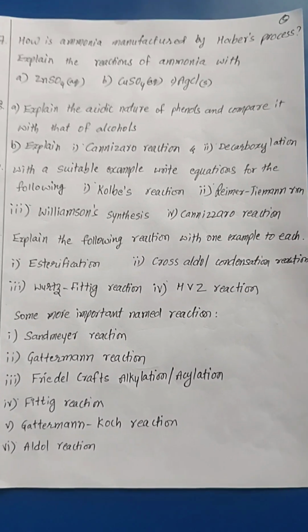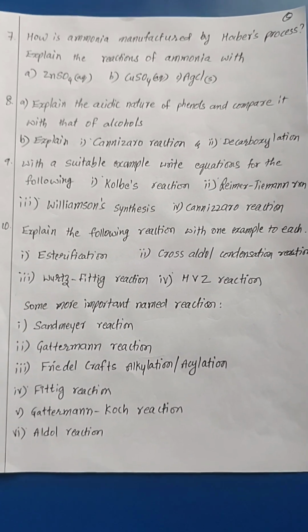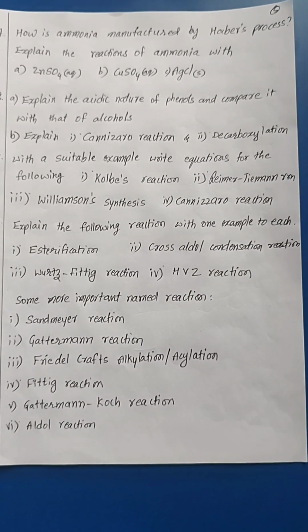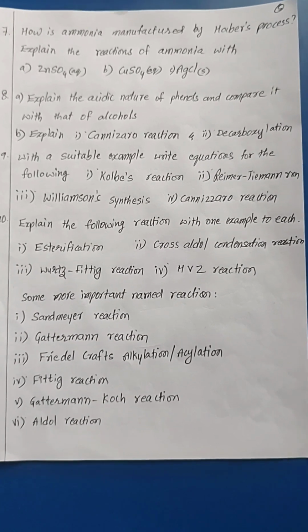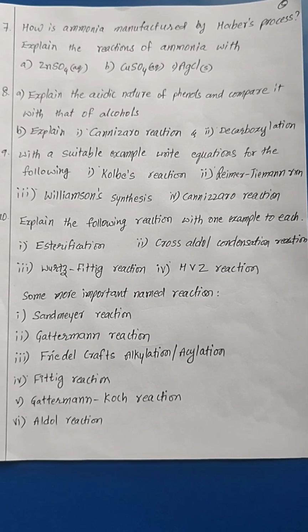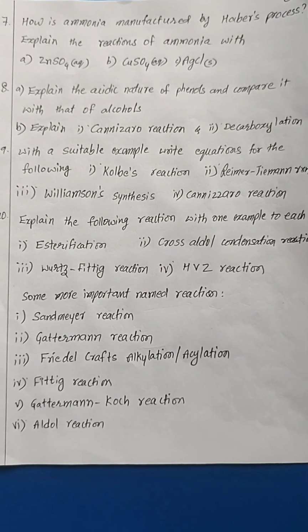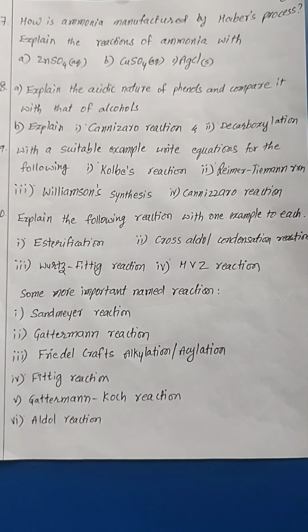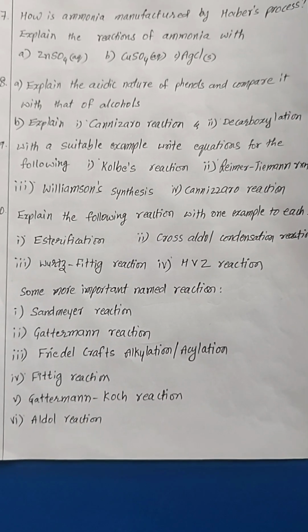One more most important question from this P block elements only. How is ammonia manufactured by Haber's process? Explain the reactions of ammonia with zinc sulfate, copper sulfate and silver chloride.